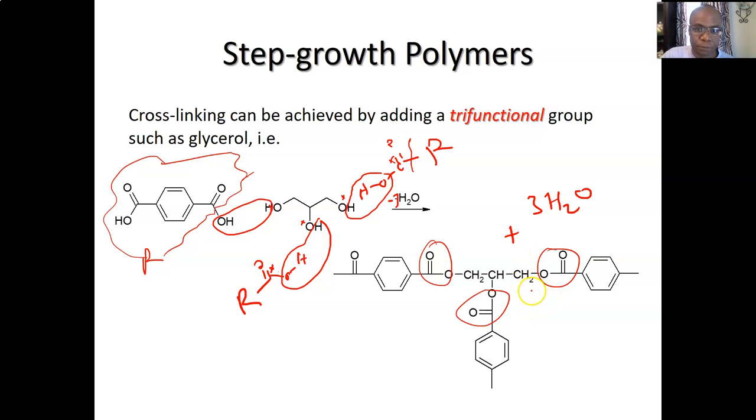So this polymer is trimeric. We're showing three monomers bound to one, and we are able to make it because we used a trifunctional monomer partner, which happens to be glycerol.